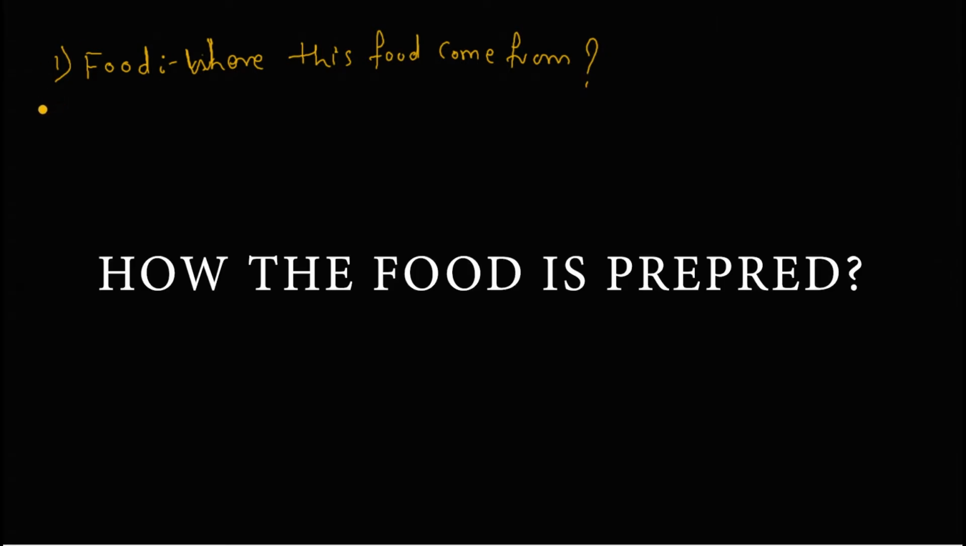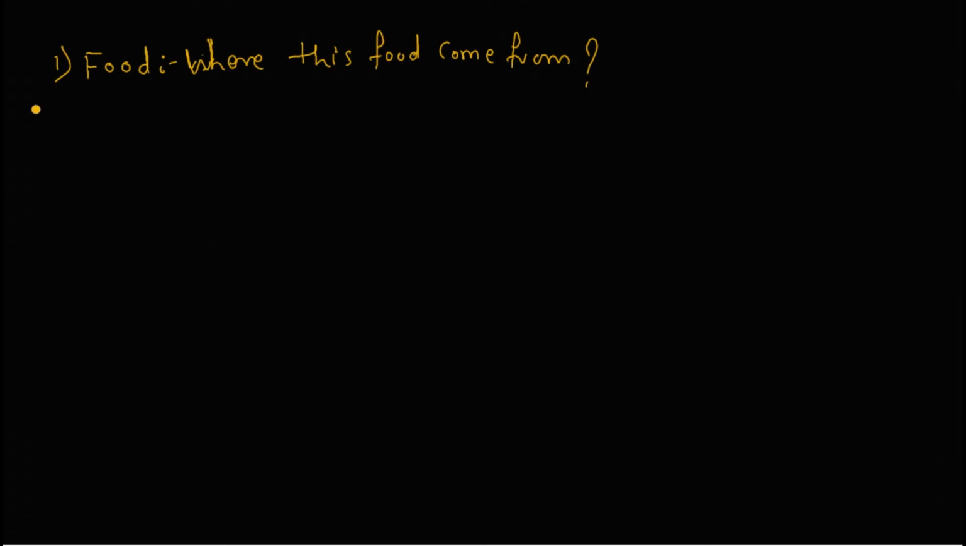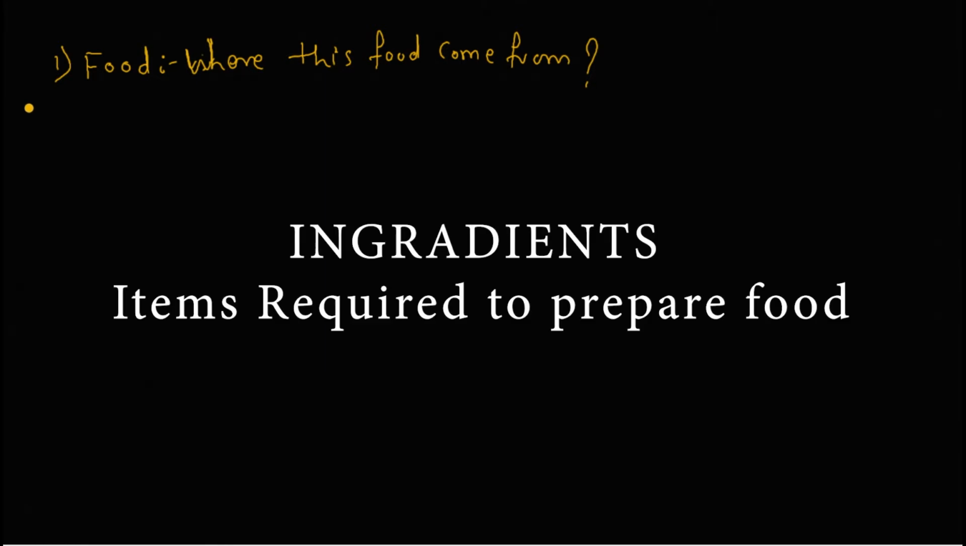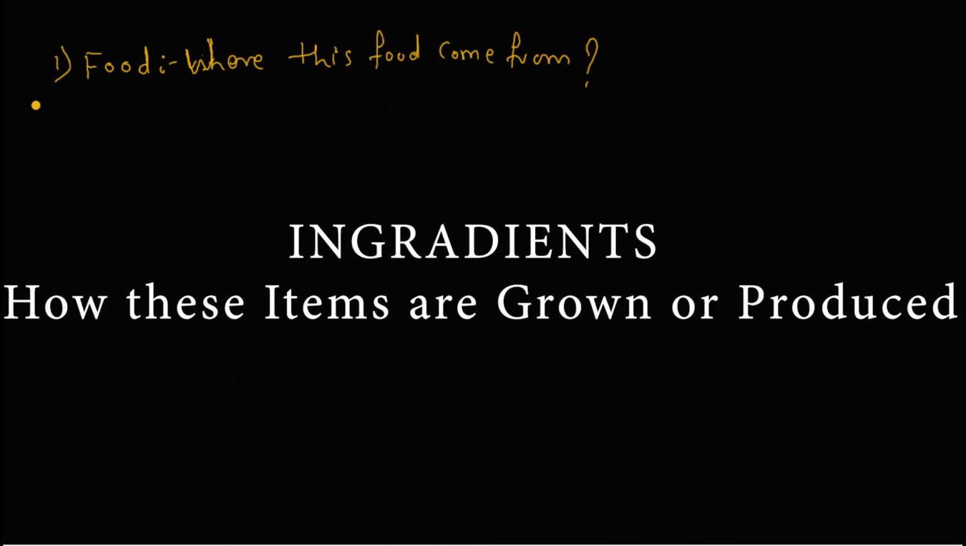Let us start with the first chapter, which is food. Every day you have food to live your life. So where does this food come from? That is the question. We are going to study this subject, and how the food is prepared, how and where the food ingredients are there, what ingredients are required to prepare the food, and how they are grown. We'll study that completely.